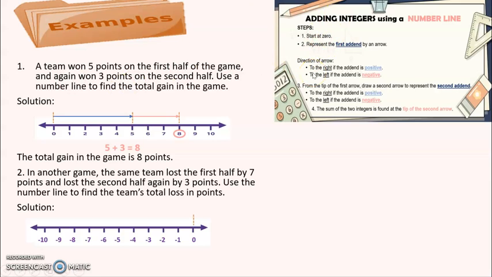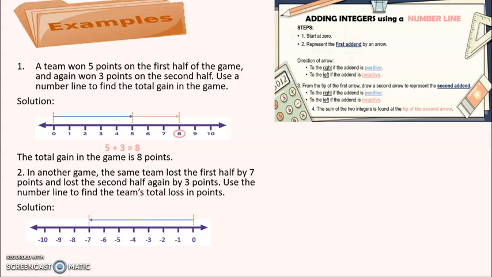We start at 0, and then our first addend, which is 7 points. Lost 7 points, so we go to the left because it is negative. From 0, we jump to 7. We count 1, 2, 3, 4, 5, 6, 7. So our first arrow stops at negative 7.